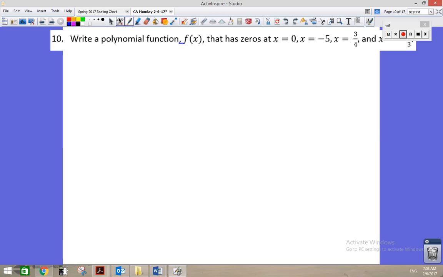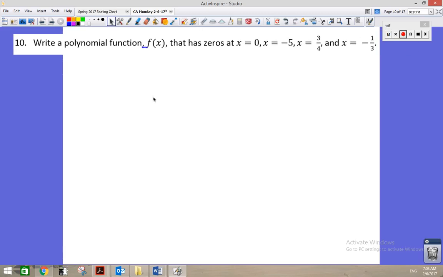Write a polynomial function that has these zeros. So x equals 0 just means that it has a factor of x. In factored form, you change the sign. So if x equals negative 5 is the 0, also called the x-intercept, in factored form, it's x plus 5. When it's 3/4, the denominator will be the coefficient, and it will be opposite in sign just as the others.